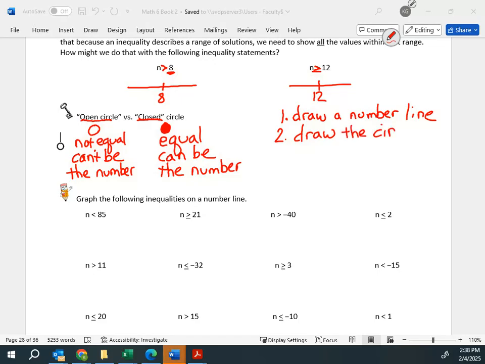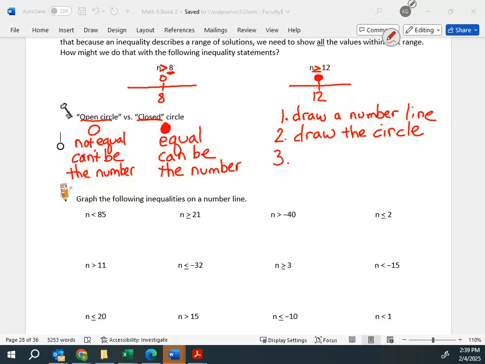Now this is where we have to figure out, do we want it to be an open circle or a closed circle? So if we look at this greater than, it cannot be equal to 8. It has to be bigger than 8. So we're going to draw an open circle above it. For the n is greater than or equal to 12, it can be a 12. So we're going to color that circle in. So if it has that equal sign underneath the less than or greater than, we fill the circle in. If it does not, it can't be equal to it, we leave it open.